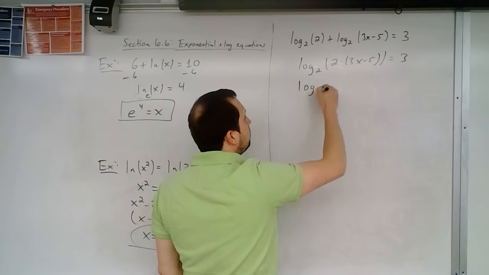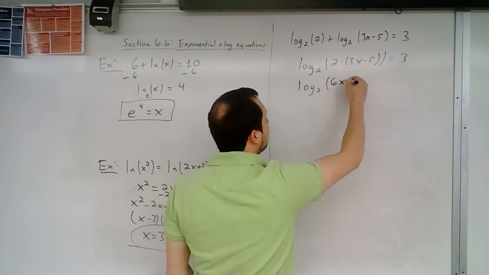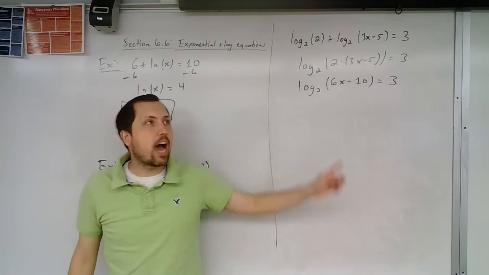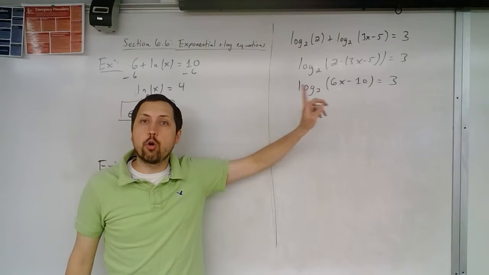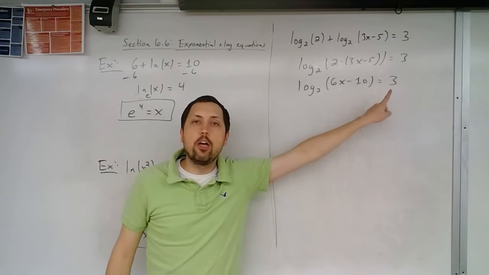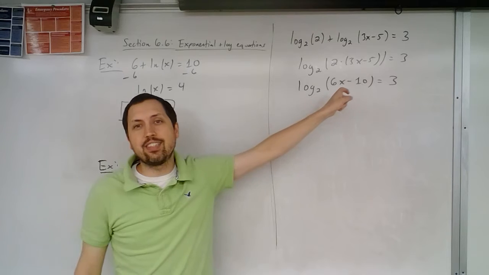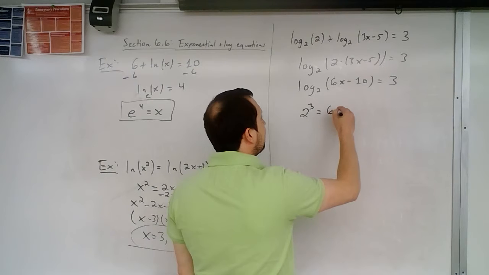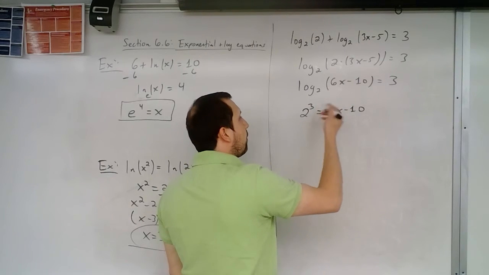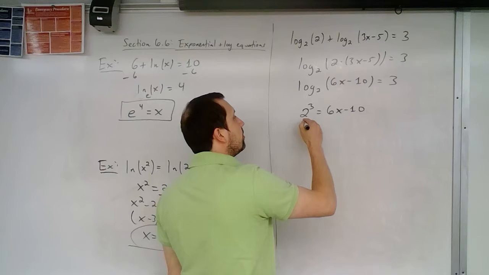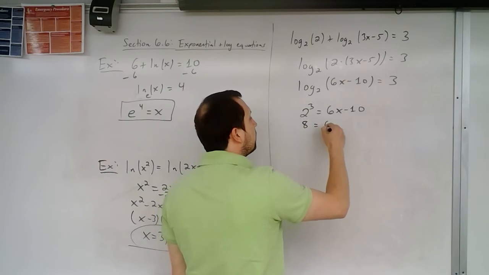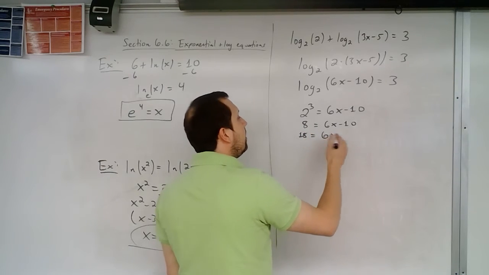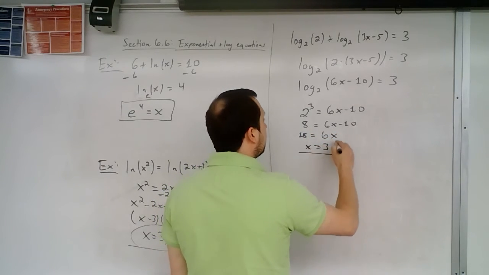But I'm just going to distribute this inside. I have 6x minus 10. So I have log base 2 of 6x minus 10. Now I have the logarithm by itself. There's only one of them. That equals a number. So my go-to strategy is to convert this into exponential form. So I have 2 to the third is equal to 6x minus 10. So now I solve for x. So 2 to the third is equal to 8, is equal to 6x minus 10. Add 10, so I have 18 is equal to 6x. So x is equal to 3.